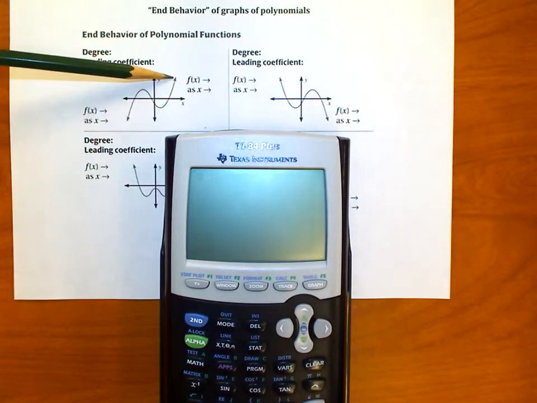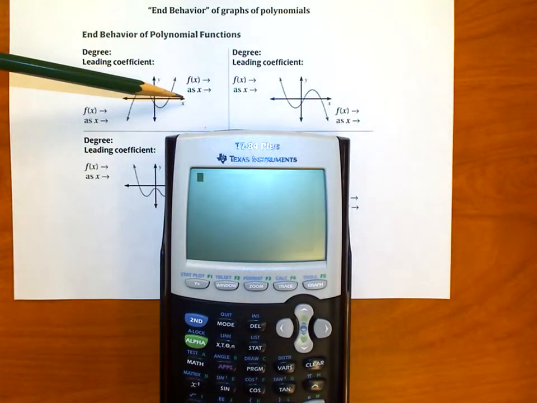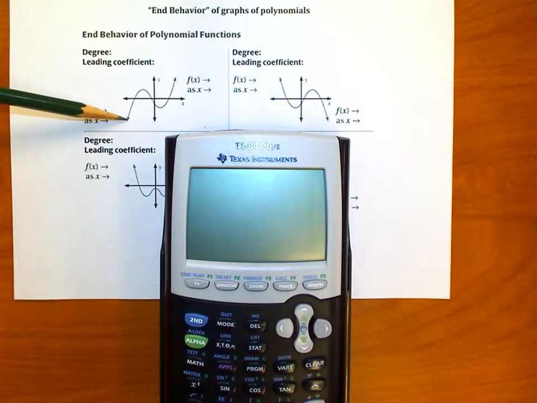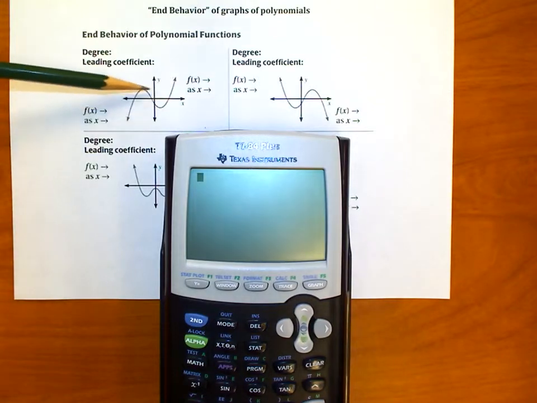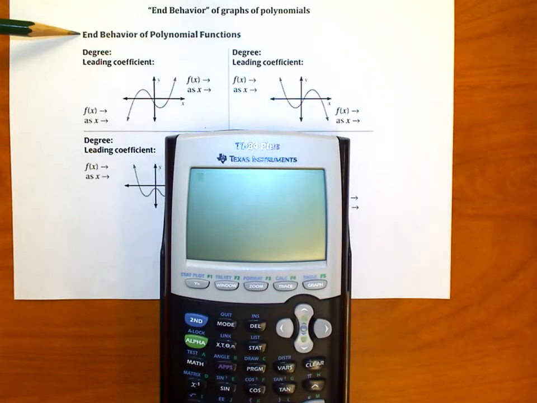Out here and out here, which is basically saying, hey, as x gets really big, as x gets infinitely large, what happens to the y-coordinate? And when x gets infinitely large but in the negative direction, so as I go farther left and left and left and left, what happens to the y-coordinate? Okay, so I'm not interested in the middle. That would be called middle behavior. Okay, I'm not interested in that. This is called end behavior of polynomial functions.